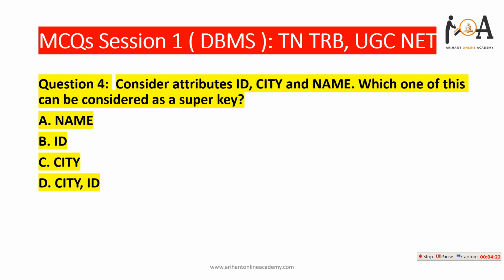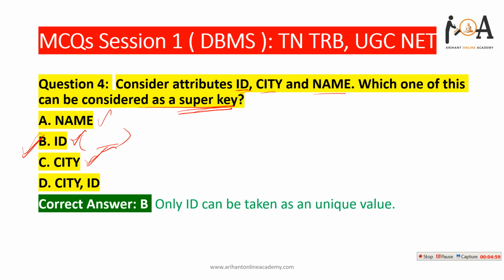The next question is, consider the attributes ID, city and name. Which one of these can be considered as a super key? So name, ID, city and ID. You all know that ID can be considered as a super key. Why? Because only with the ID can we identify all the details, or you can say that it is uniquely identified. With the ID, it is uniquely identified, whereas city is not uniquely identified, because for more than one person the city name can be the same, or the name can also be the same, right? But ID should be different for each and every person. That is why ID can be categorized as a super key. So option B is the right answer.